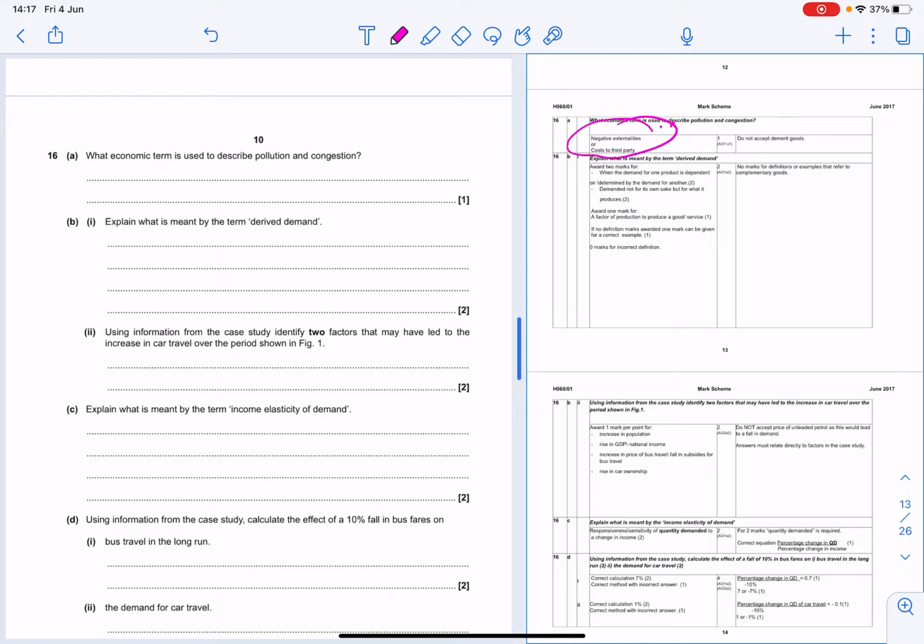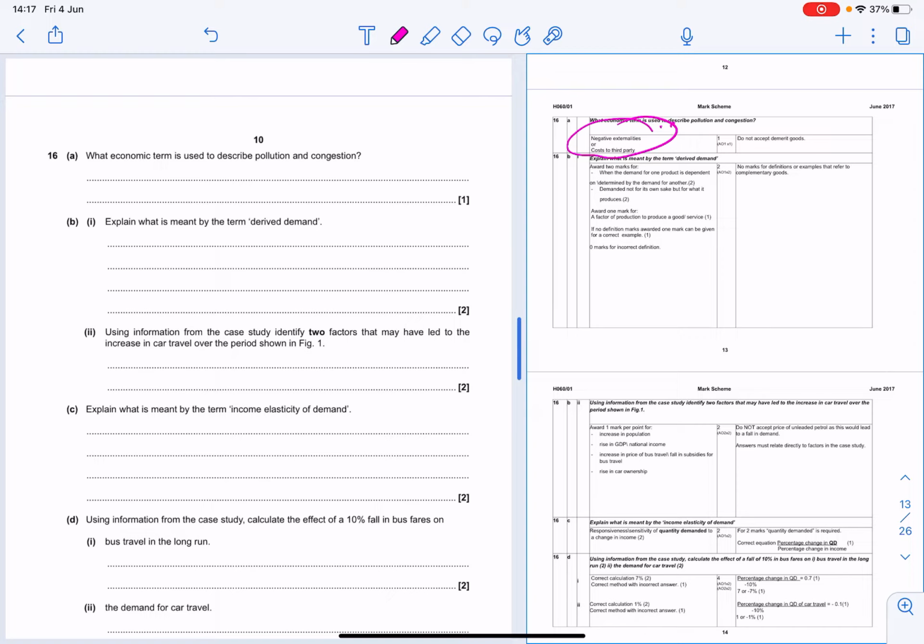Part B, explain what is meant by derived demand. Now, you've got to be quite careful when you explain this, because when this was done in the actual exam, a lot of people gave definitions which made it sound like a definition for complements. So complements would be tea and milk. So when you have tea, you have milk with it. They're two goods that are consumed together. Derived demand is where one good is derived due to the demand for another good. So for example, the demand for wood is derived due to the demand for tables.